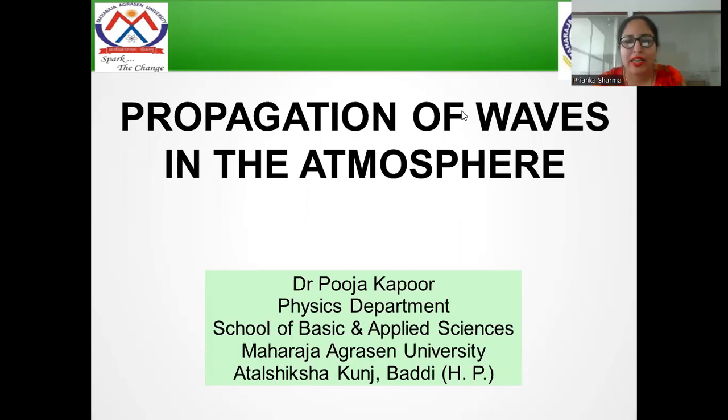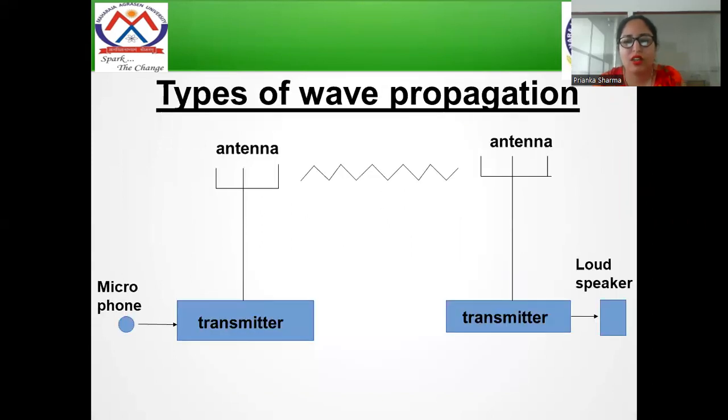The topic of my lecture for today is propagation of waves in the atmosphere. We have all seen radio communication. In radio communication, we have a transmitting end and a receiving end. The information or the message which is to be passed is transmitted using the transmitter's antenna from the transmitting end. And then these waves are left in the space or sky and are received at the antenna at the receiving end, and then this information is extracted and is being displayed using the loudspeaker.